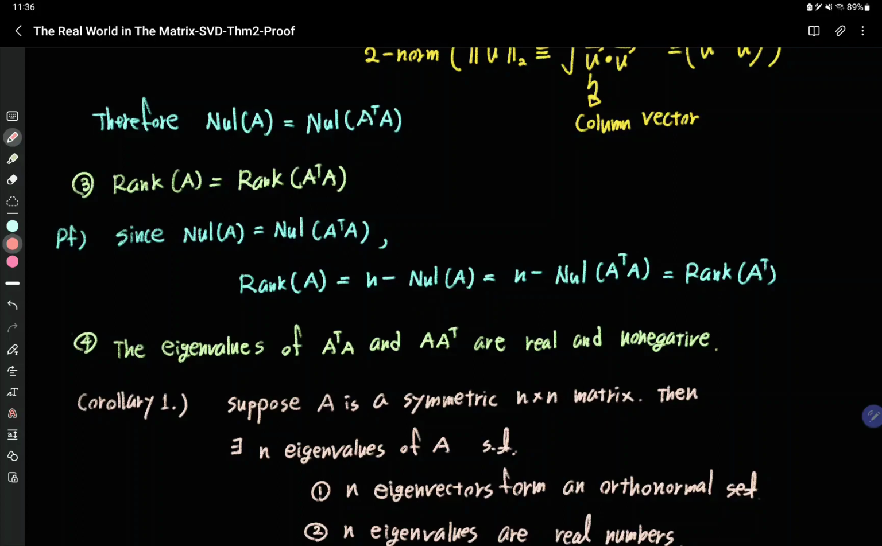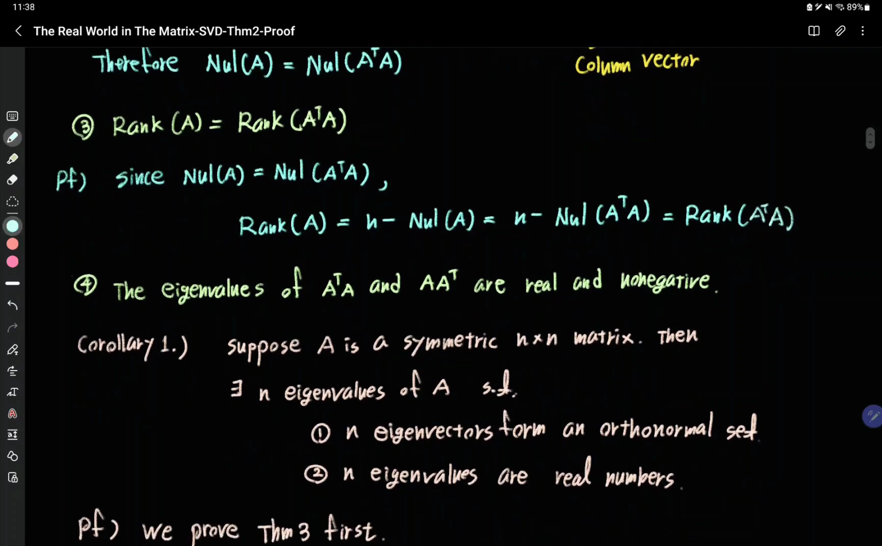Because of that, and we just proved that nullity of A is nothing but nullity of A transpose A, that must be equal to rank of A transpose A, right? So proof is done. So here this is equal to rank of A transpose A. It was a typo. Okay, so let's see the next statement.